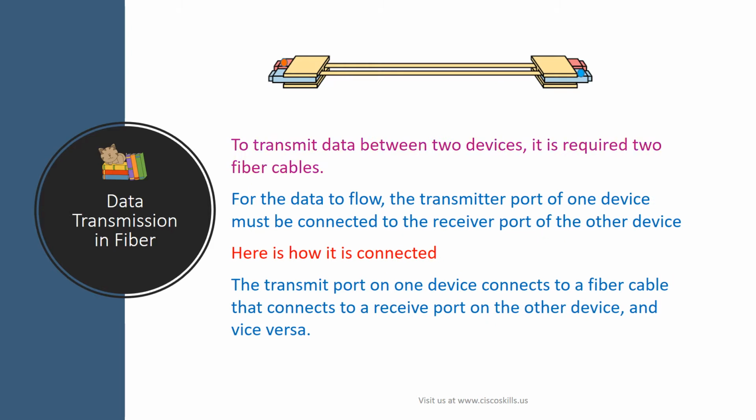To transmit data between two devices, two fiber cables are required. For the data to flow, the transmitter port of one device must be connected to the receive port of the other device. Here is how it is connected. The transmit port on one device connects to a fiber cable that connects to a receive port on the other device and vice versa.